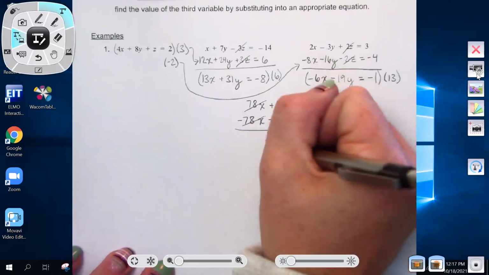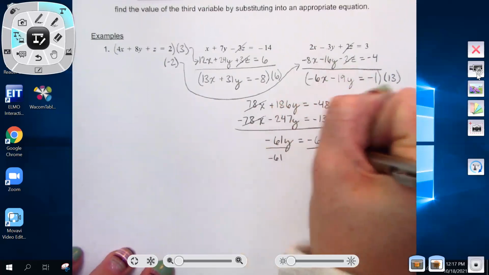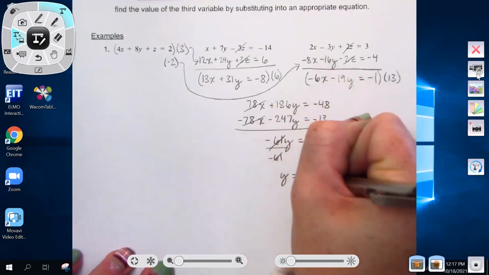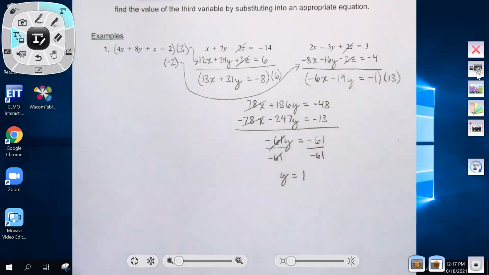Now we can solve for y by dividing both sides by -61. Y equals 1. We have to find X and Z also, but this is the easy part.